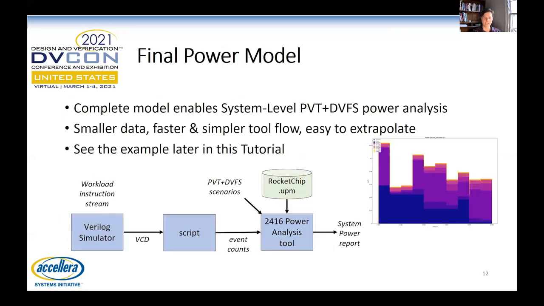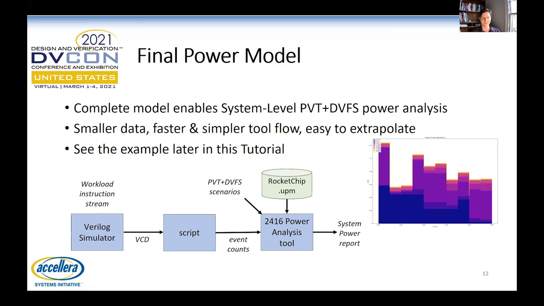So once I'm done, I have a complete power model that allows me to perform system-level power analysis over as wide a range of process voltage and temperature with as many dynamic voltage and frequency scaling scenarios as I or my customers want.